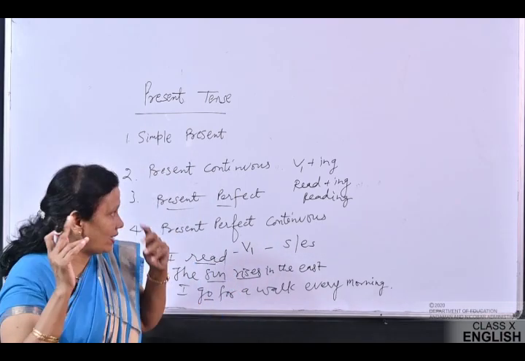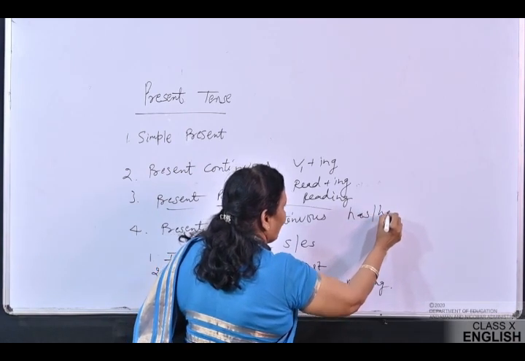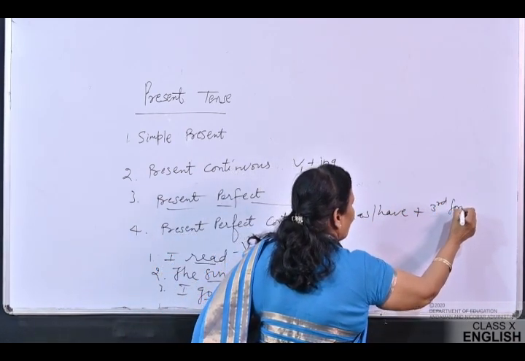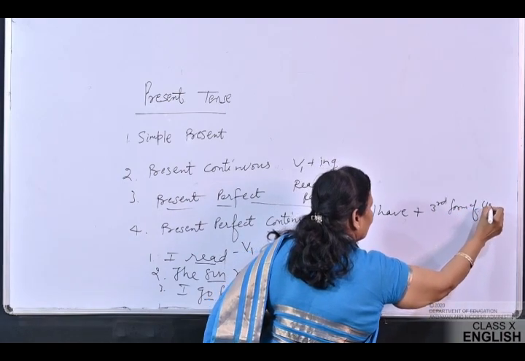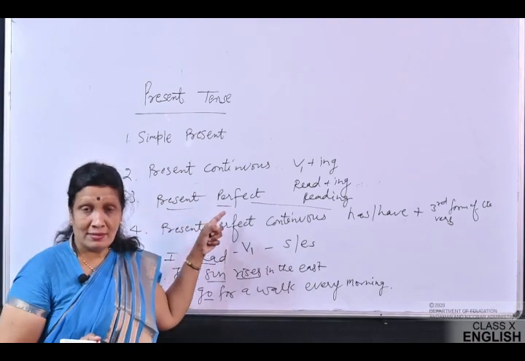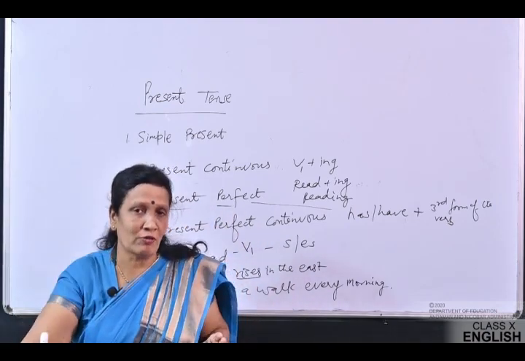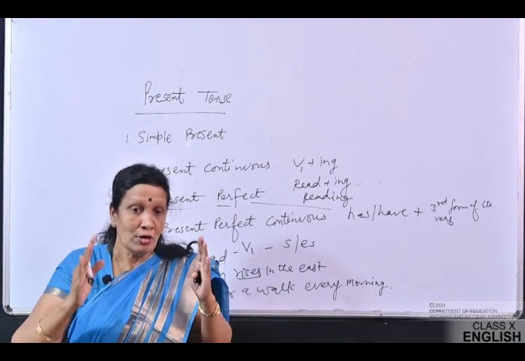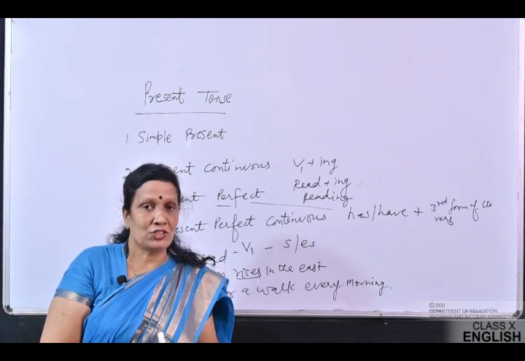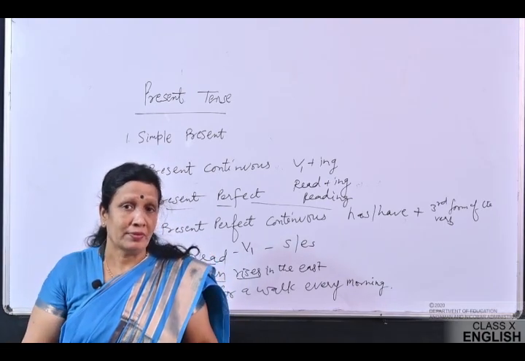Now present perfect means you have completed an action. Okay, so there we had learnt it is has or have plus third form of the verb. Perfect means, as we say, this is perfect. Okay, your work is perfect. That means it is complete. So present perfect means now you have completed your action. Some action which is complete.